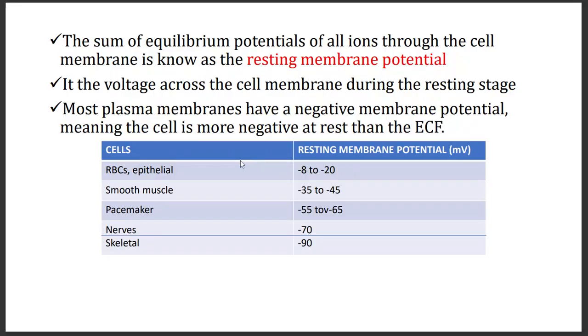All right. So if I add all the membrane potentials in red blood cells and in epithelial cells, we are going to find between negative 8 to negative 20 millivolts. In smooth muscle cells, it's going to give us negative 35 to negative 45. In pacemaker cells, negative 55 to negative 65. In nerve cells, it's going to be negative 70, and this is what we are interested in. In skeletal cells, it's going to be negative 90 millivolts.